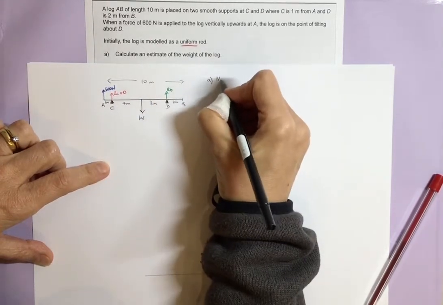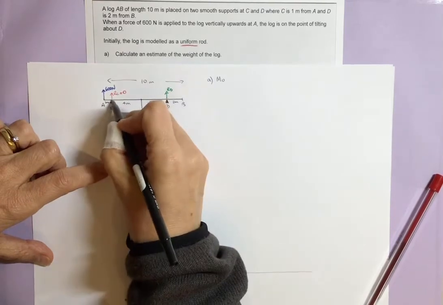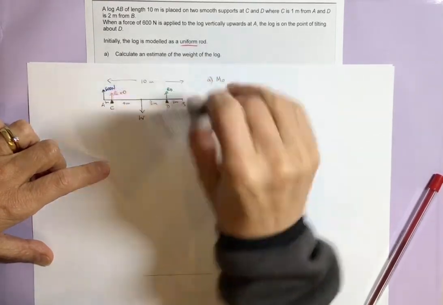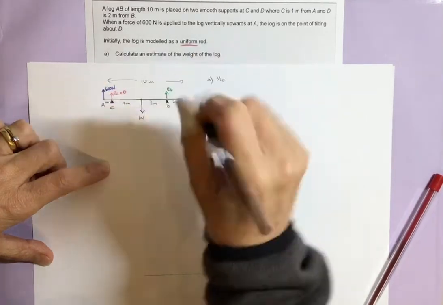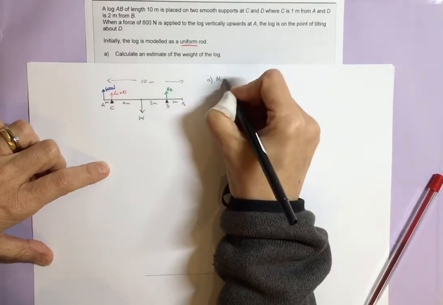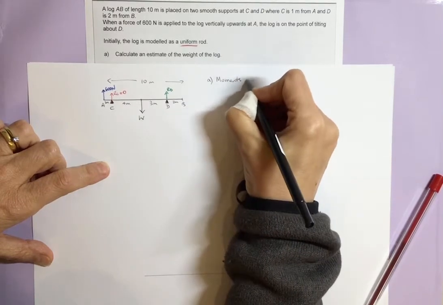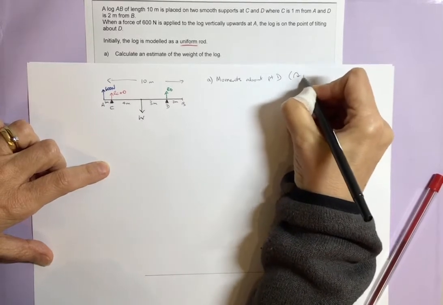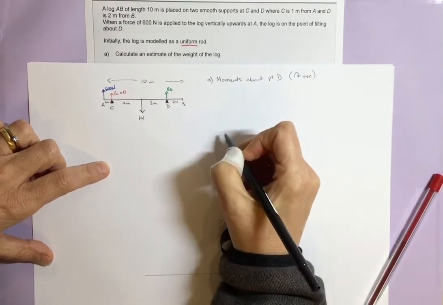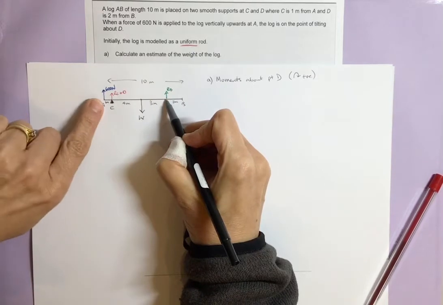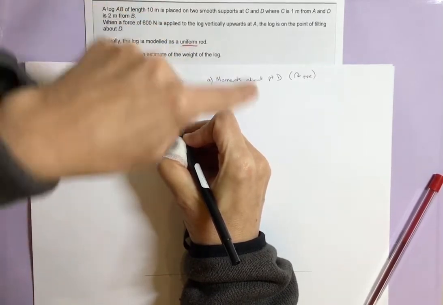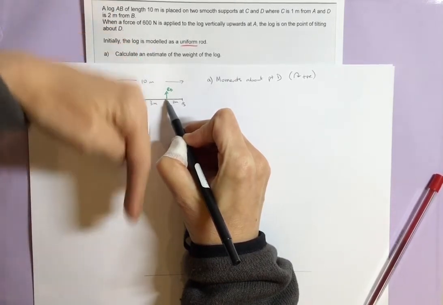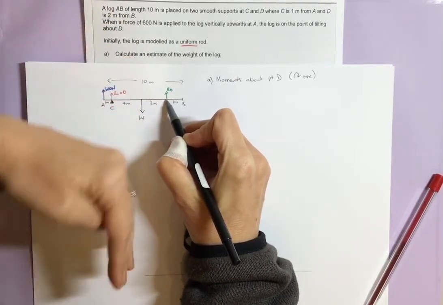So let's tell the examiner what we're doing. I'm going to take moments about D because at C, it's about to tilt there, that's going to go to 0. This is where the thing's turning about. And if I take moments at D, I don't need to worry about this reaction force RD. So taking moments about point D, and I'm going to tell the examiner, as always, I'm going to take clockwise as positive. So let's have a look at what's happening. This 600 is going to be pulling and tending to turn clockwise around D. And the weight then is tending to turn anti-clockwise.